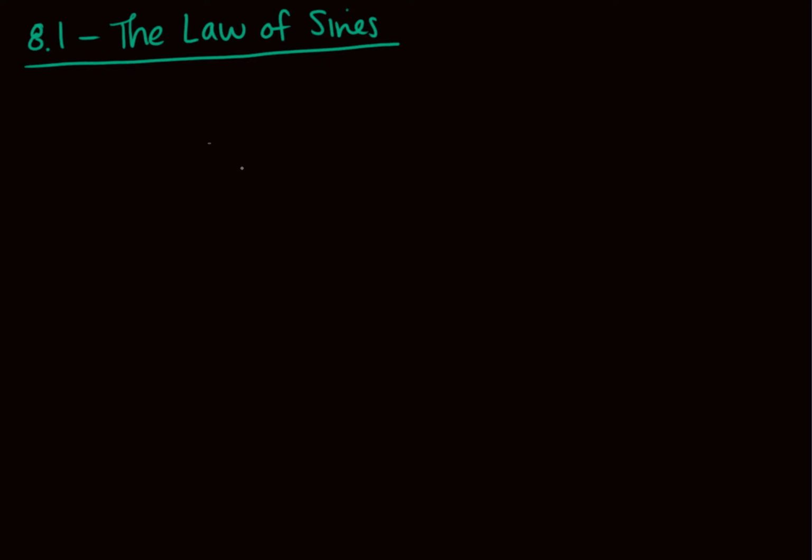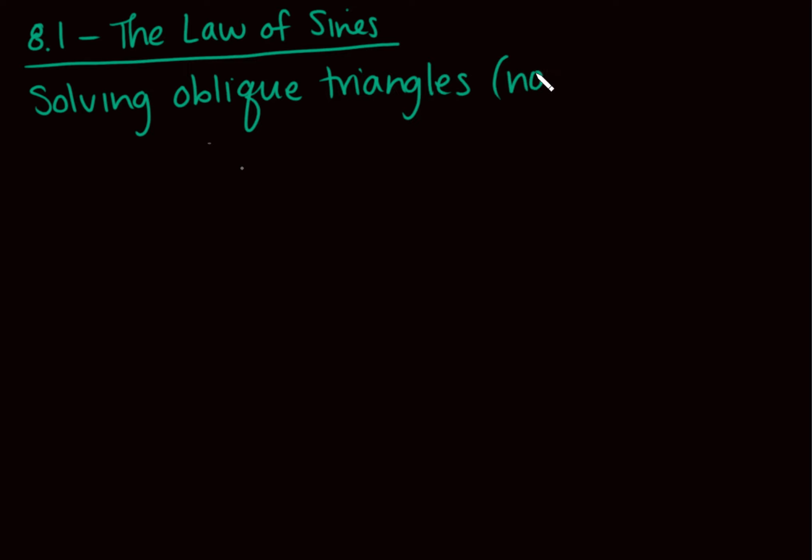So these first two sections really are dealing with solving oblique triangles. Solving oblique. And so remember, oblique triangles are triangles that are not right triangles, because we've already dealt with solving right triangles, right? That's all an oblique triangle is. An oblique triangle is a triangle, not a right triangle.